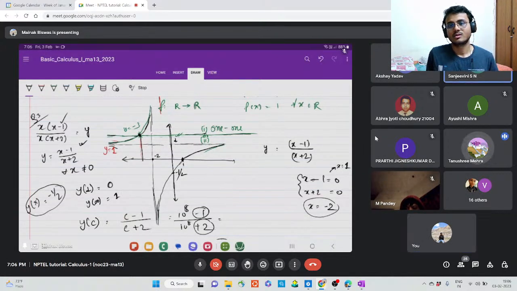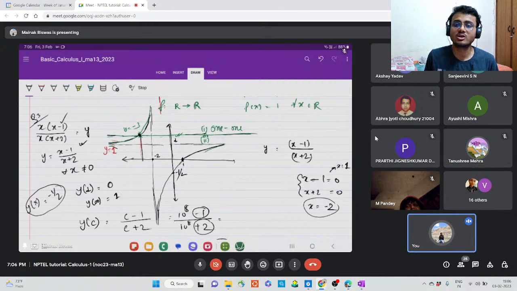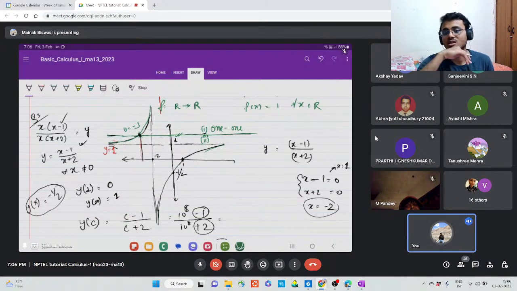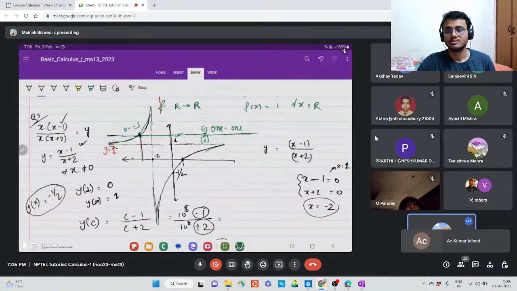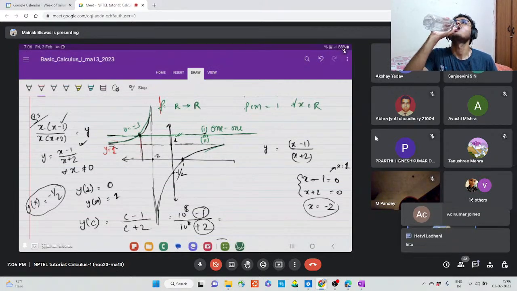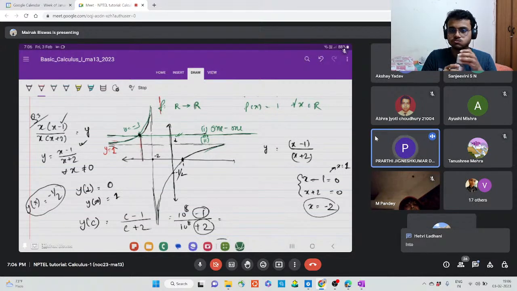Now the second point: is it an onto function or is it an into function? Into function. Okay. Anyone else? What is the reason? If anyone else agrees or disagrees. Okay, Prarthi, go ahead. Why do you think it's an into function? Because for y equals 1, we don't have any value of x.